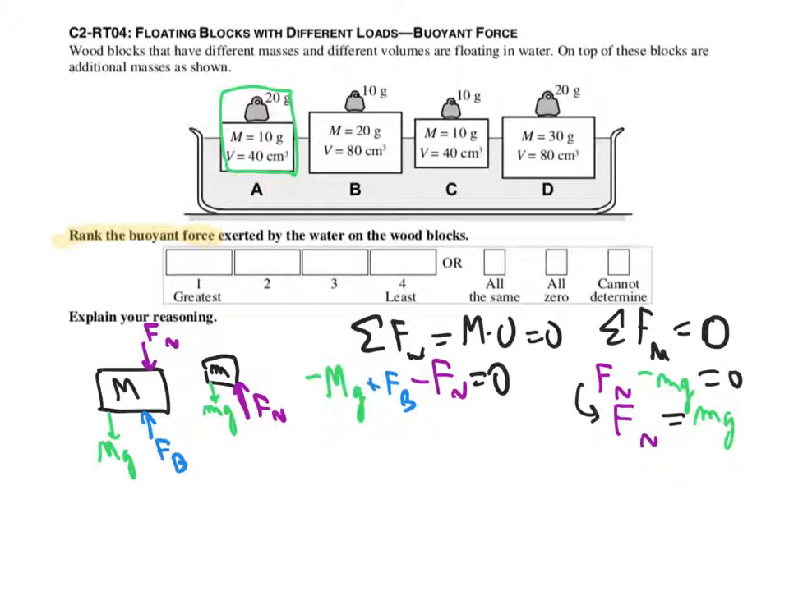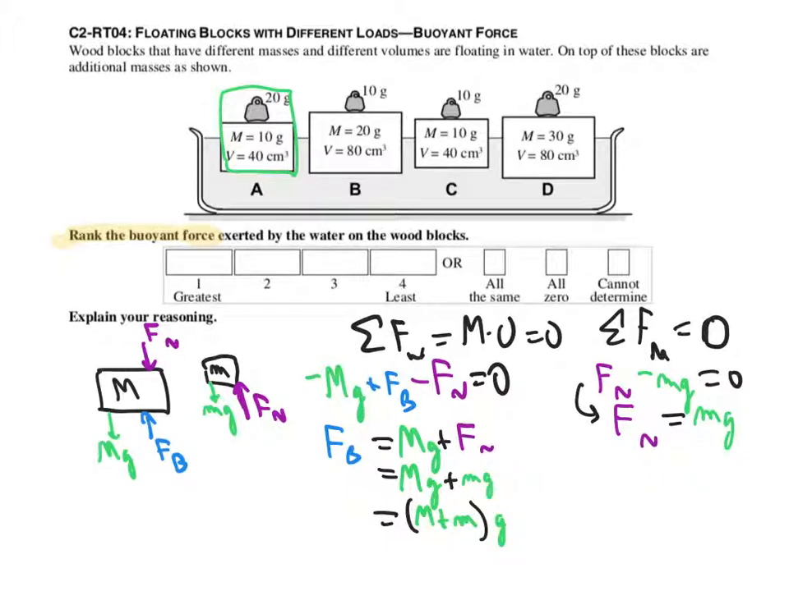Because if I go back over to this equation, I end up being able to say that the buoyant force has to be the weight of the wood block plus the normal force, but we just found that the normal force is the weight of the little guy, and so we're left with the buoyant force being the sum of the masses times g. And since g is the same for everybody, it's really just the sum of the masses that matters.